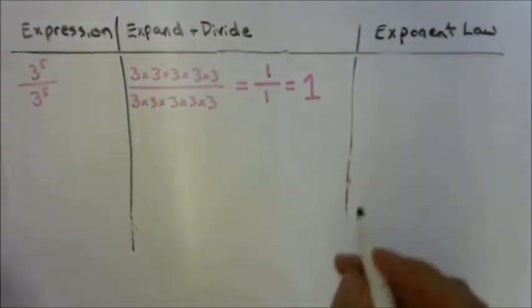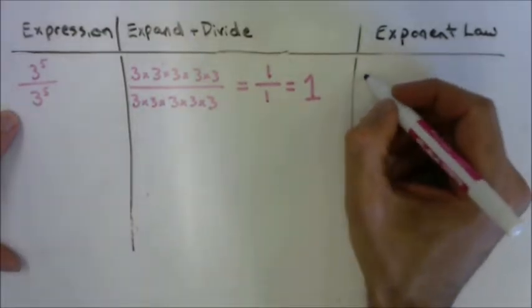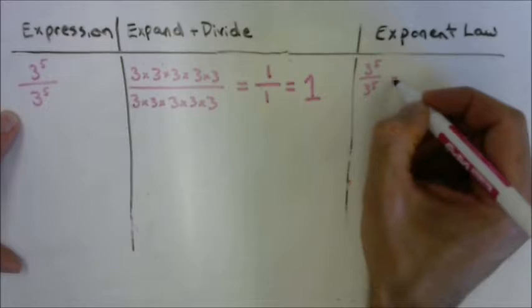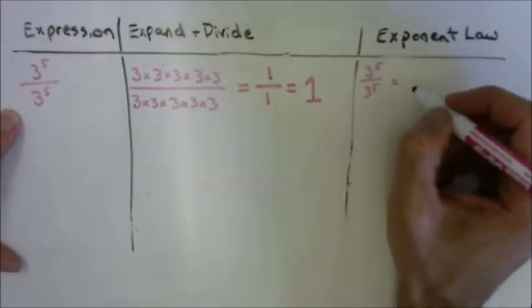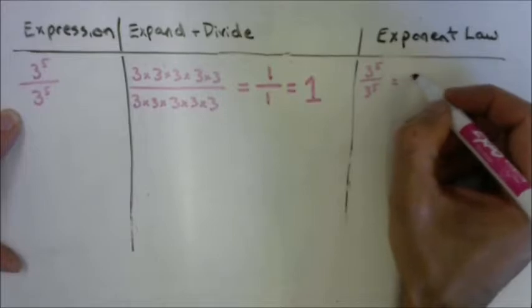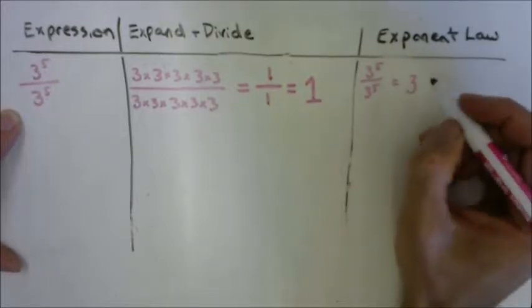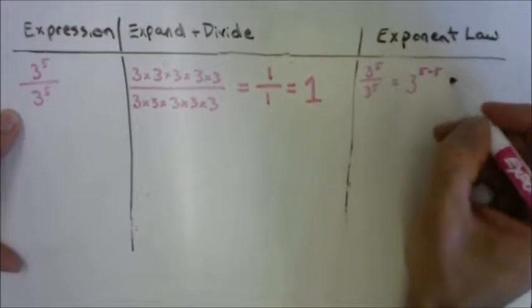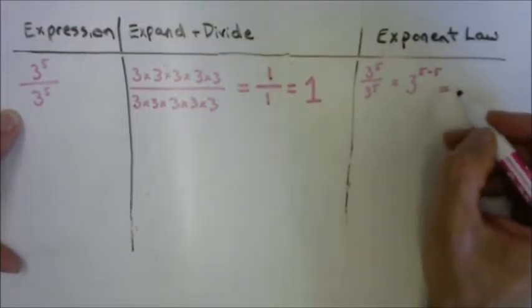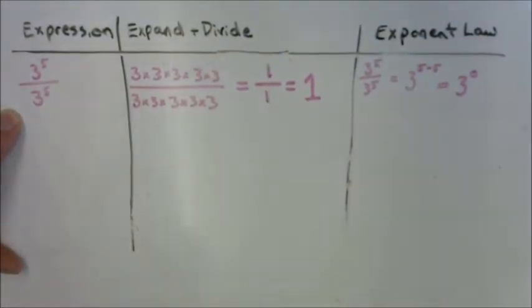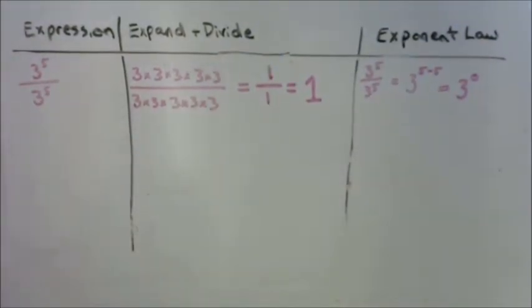Okay, let's try the same thing but using our exponent law. If we have 3 to the power of 5 over 3 to the power of 5, our quotient rule for exponents says that that's the same as taking our base of 3 and taking our exponent from the numerator, subtracting our exponent from the denominator. Well, 5 minus 5 is 0. See what just happened there?